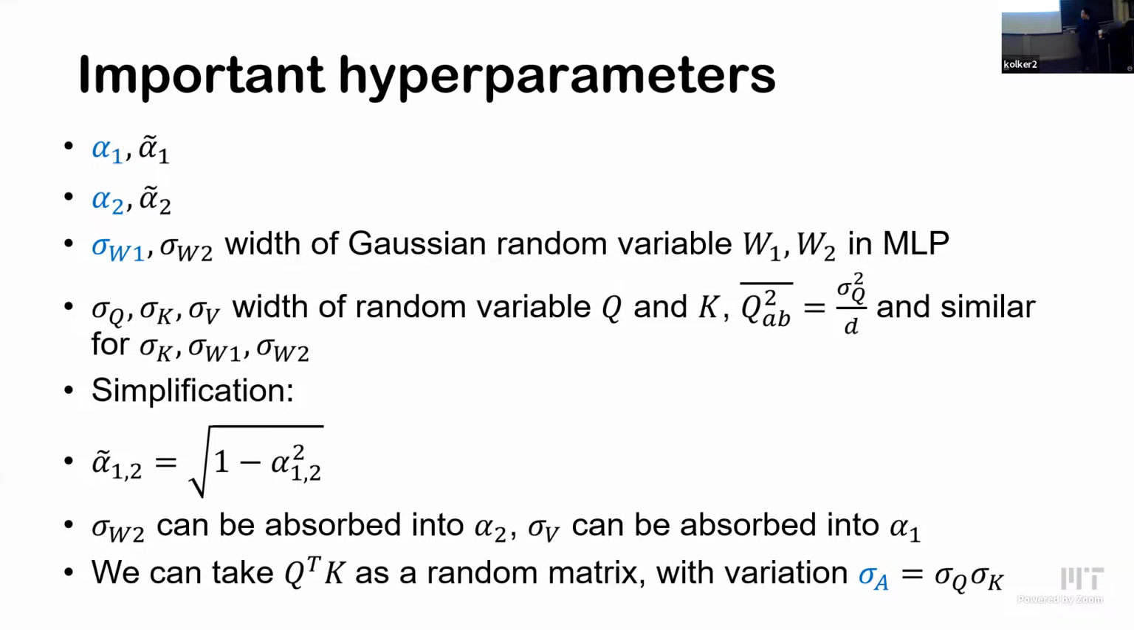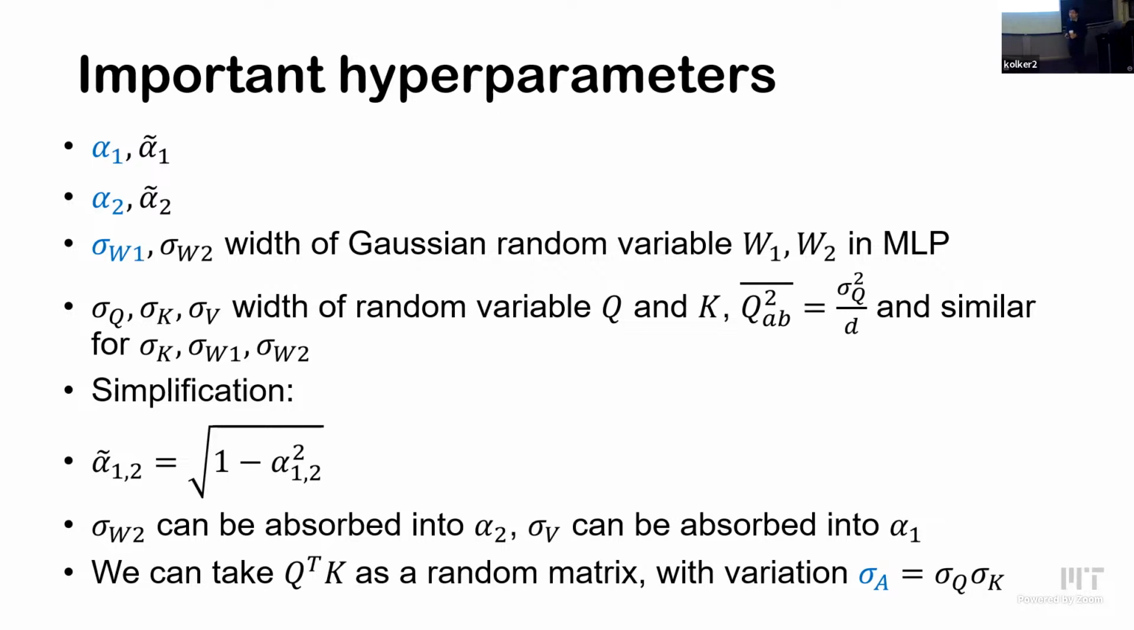So in summary, the key variables left are alpha 1, alpha 2, sigma W1, which is the random variable you feed into the nonlinear function in the MLP, and sigma A. Right? So these are the 4 parameters that will be the hyperparameters we discussed in this work.